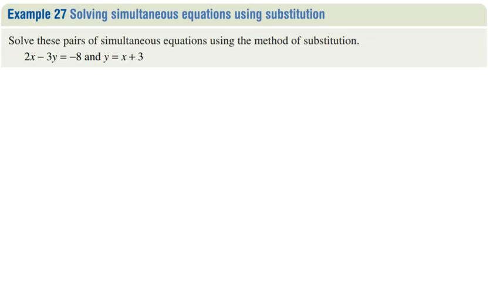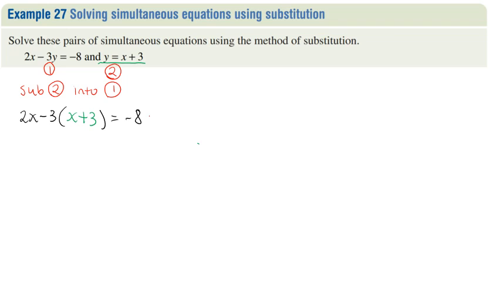This last example has one extra thing you need to do. So the first thing, I'm going to label the equations, equation 1 and equation 2. And the equation that is the y equals, that's the one that's getting subbed into the other equation. So I'm going to sub equation 2 into equation 1. So I'm going to write out equation 1, 2x minus 3, and now I sub in my other equation, which was x plus 3, equals negative 8.